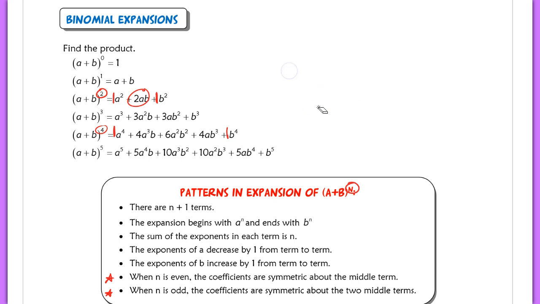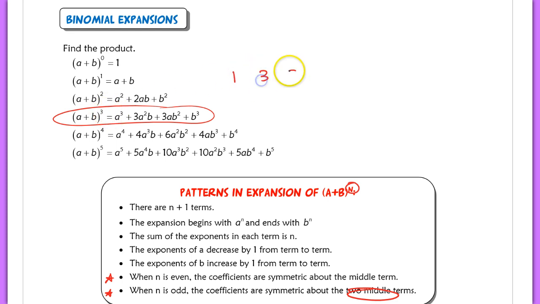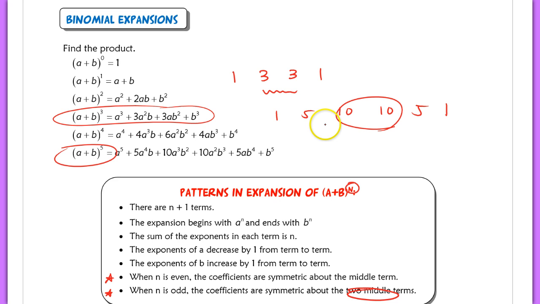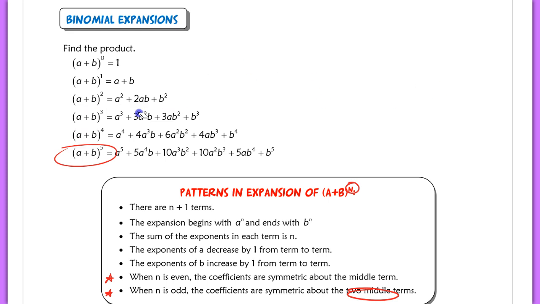When we look at an odd power, it's symmetric about the two middle terms. So for example, let's do one where it's easier to see. For a plus b to the third power, we have coefficients 1, 3, 3, 1, so it's symmetric about these two terms. For the fifth power, we have 1, 5, 10, 10, 5, 1, so it's symmetric about the two middle terms. Everything on the outsides is kind of like a palindrome. Those are very important patterns that you're going to use when doing your own binomial expansion.